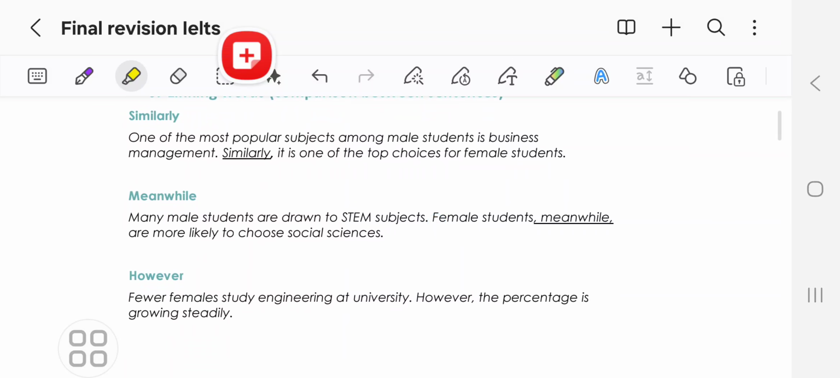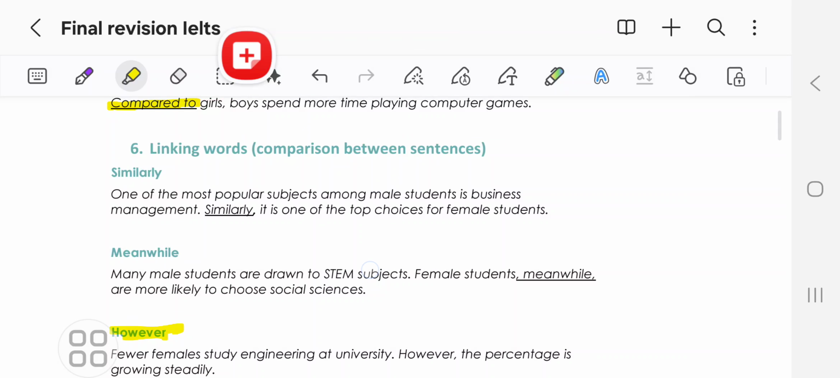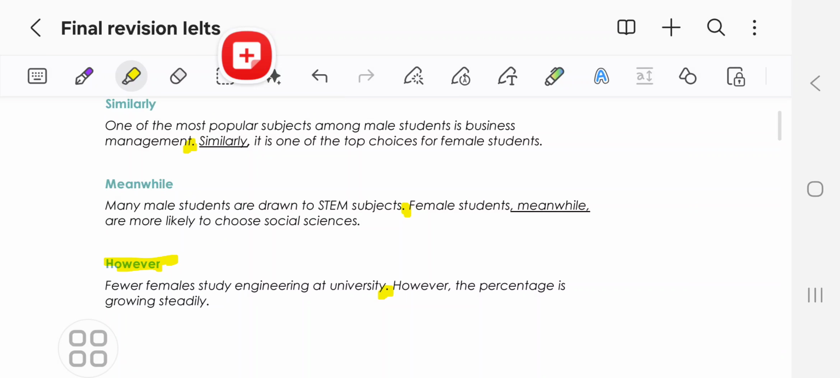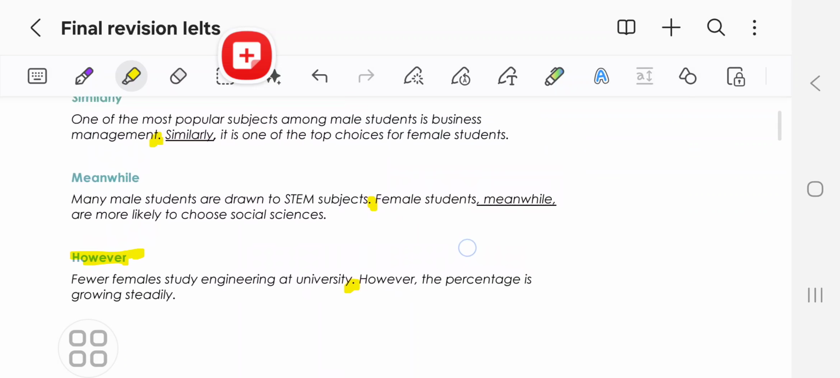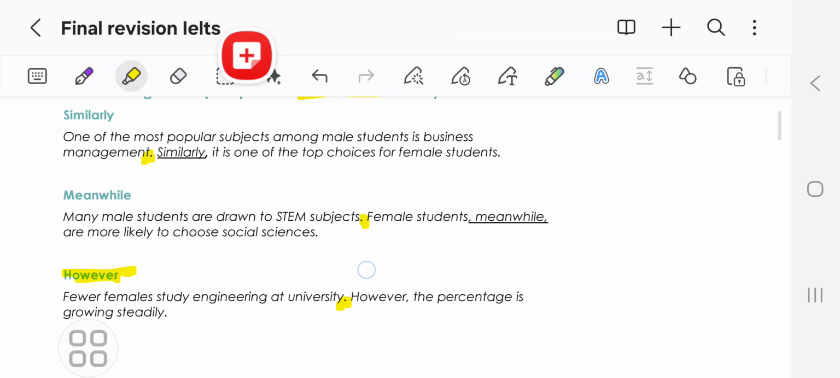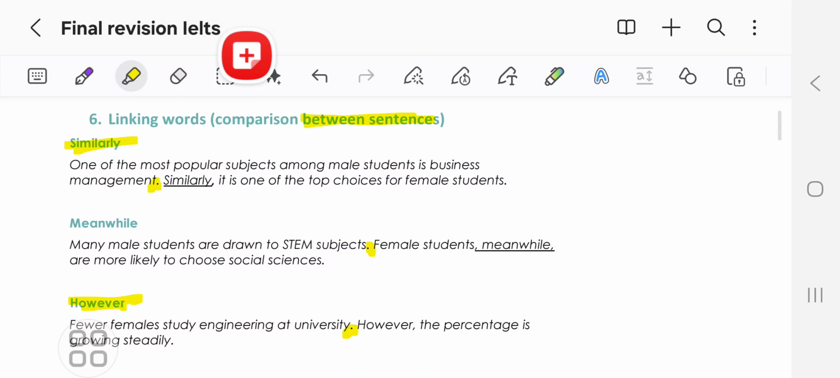And "however" is something which is used between sentences, so after the full stop. For example: fewer females study engineering at university. However, comma, the percentage is growing steadily. Meanwhile, many students are drawn to STEM subjects. Female students, meanwhile, are more likely to choose social science. One of the most popular subjects among male students is business management. Similarly, it is one of the top choices for female students. So that's how you're going to do that.